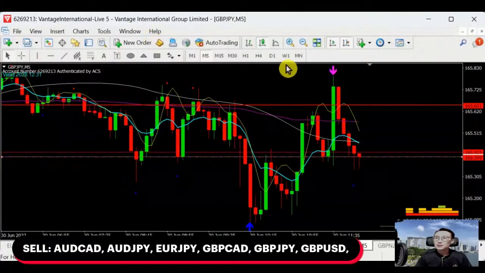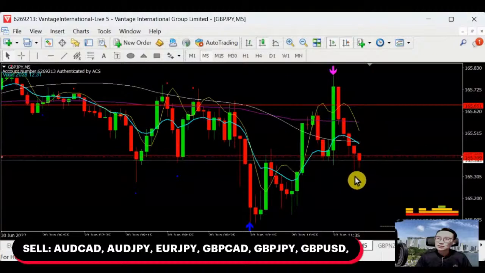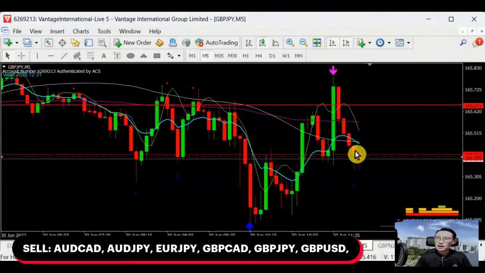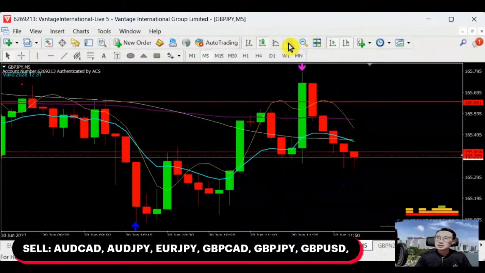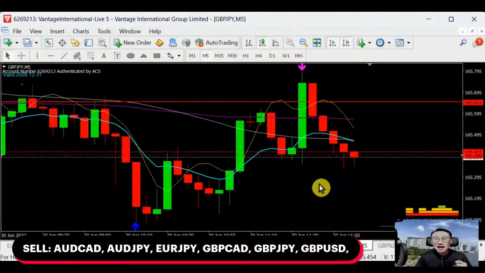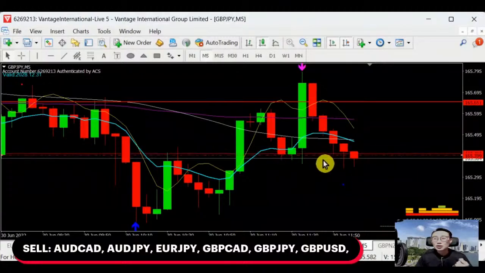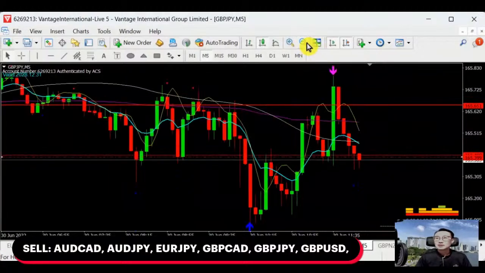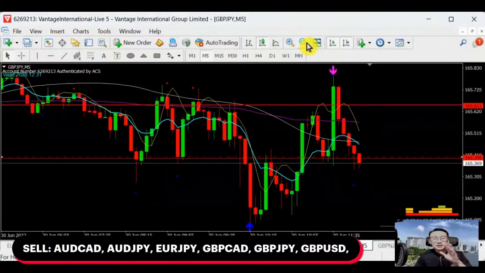Just be very careful, because M5, as you can see now, closed at the support with a hammer. It's a sign that it's not breaking. Correct? It's not breaking yet. So just hang on. Keep calm and watch carefully before we enter a trade.